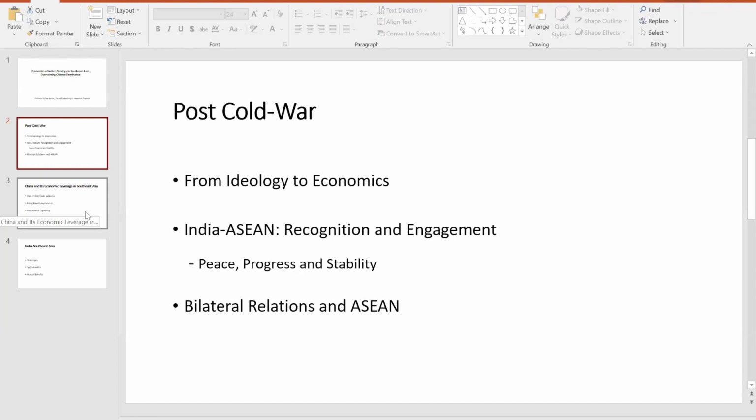Among the low performers are countries like Philippines, Myanmar, Brunei, Cambodia, and Laos. So out of low-income countries, also known as CLMV countries, Vietnam is the only country that has significant trade volumes with India.